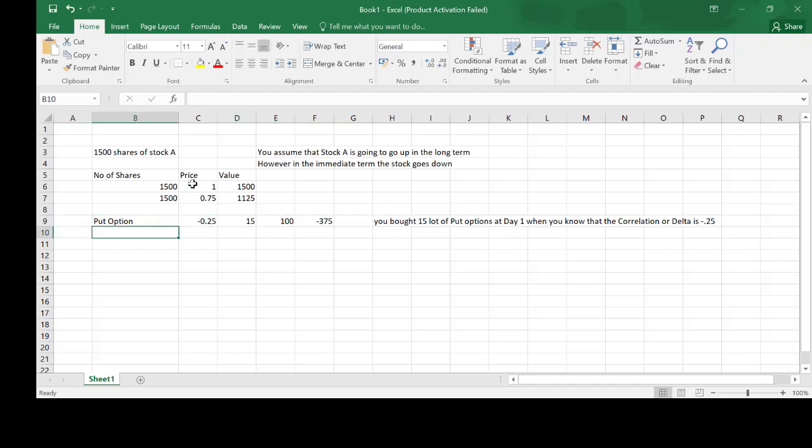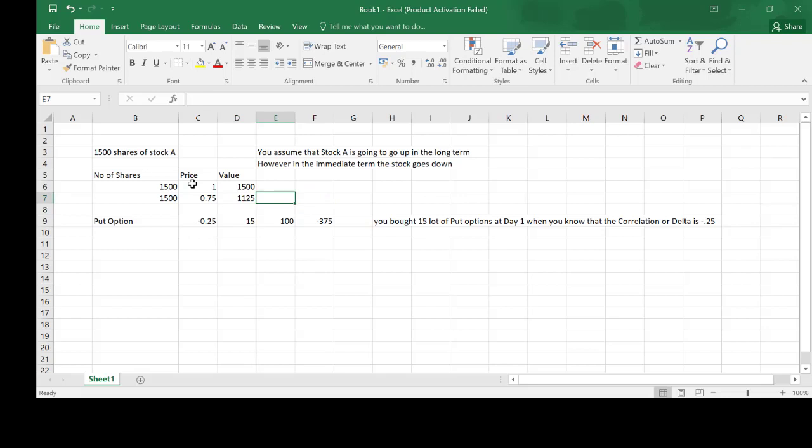Once the stock price goes down, the value of the put option will go up, right? And how much it will go up depends upon this factor, which is the correlation factor, or the delta, right? And if it goes down by 0.25%, you're going to make $375, right? So in the interim, the value of the shares fell down, and you lost money here.